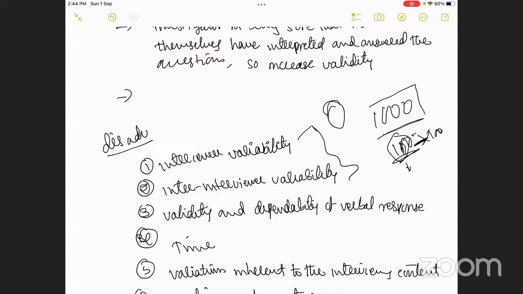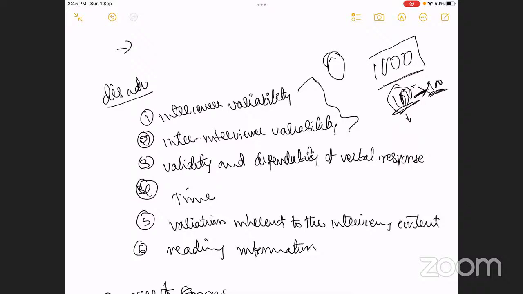Another one is validity and dependability of verbal responses. As an interviewer, I may note verbal and non-verbal communication differently from other persons. For example, I may understand differently, you may understand differently. That is the disadvantage with the interview while noting the points. It also consumes a lot of time, because you need to get individual interviews, ten each. There may be variations inherent to the interviewer and content. While reading your information also, there is different information from interviewer to interviewer. So these are all disadvantages with the interview.